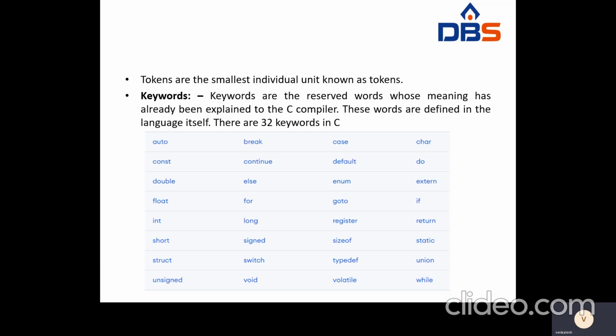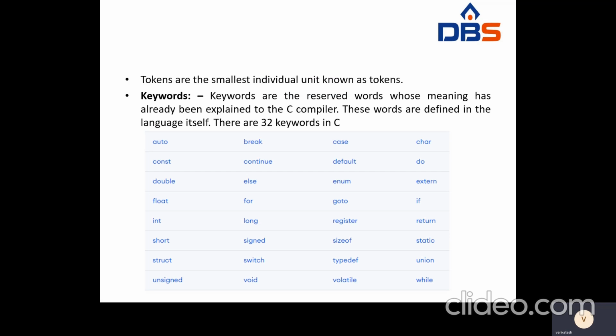See, the first one is keywords. Okay, so what is a keyword? Keywords are called system defined words. The system defined words are called keywords. They have a fixed and predefined meaning.